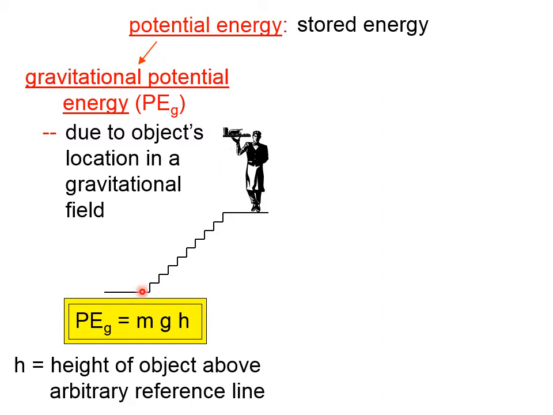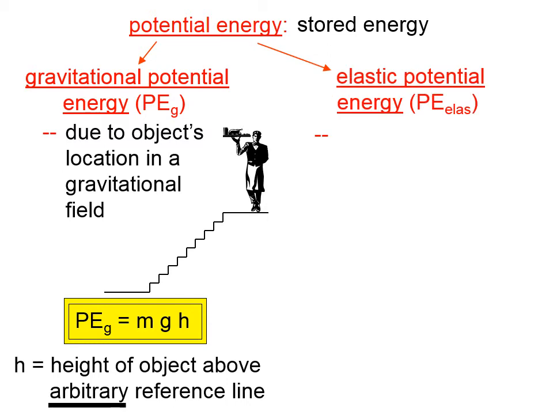Or I could choose down here at the bottom of the stairs. I could choose this to be the reference line, and if I did that, then h would have the value right about there, whatever that distance is right there. So in other words, when we calculate gravitational potential energy, we really should specify a reference line.